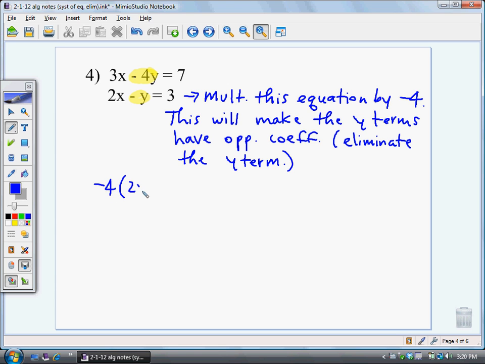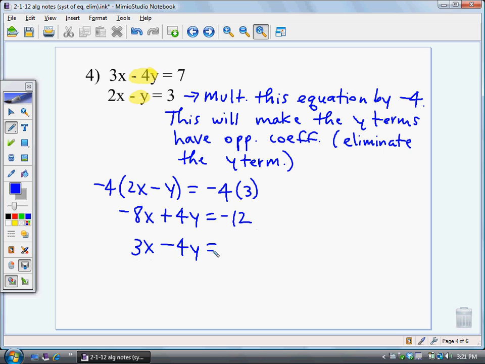And again, you remember that you have two sides to an equation, so you multiply both sides of the equation by the same thing. This would make -8x plus 4y equals -12. Bring down the top equation, 3x minus 4y equals 7. Now you're ready to add. When you add, you get -5x is equal to -5. Therefore, x is equal to 1.